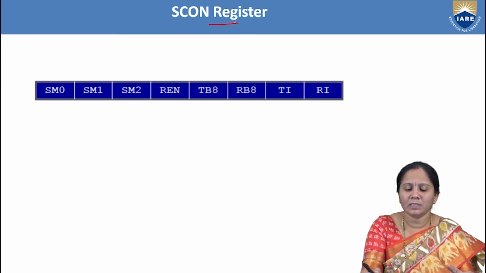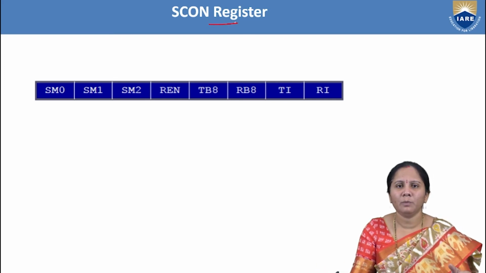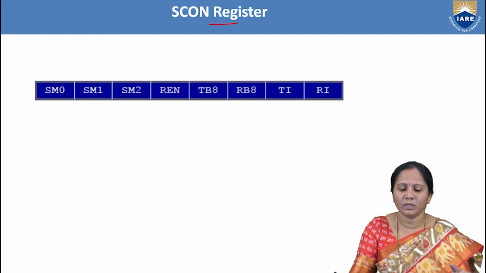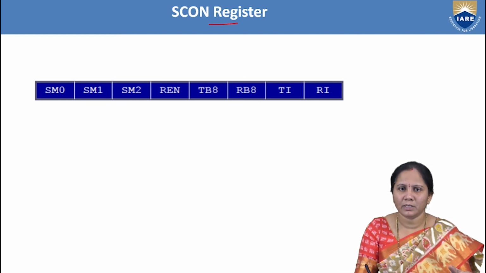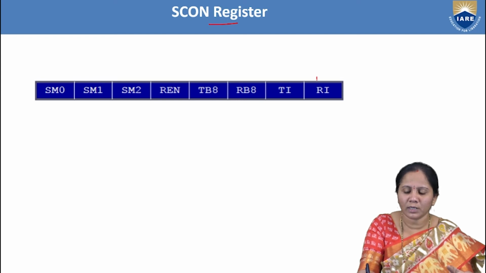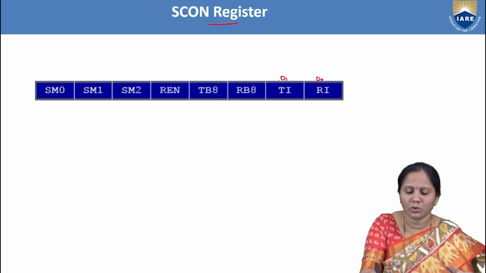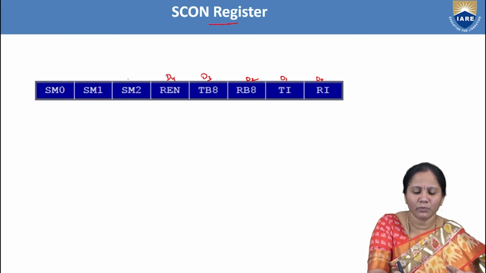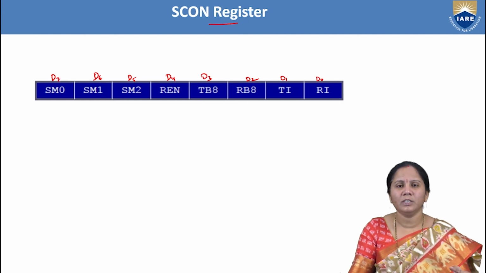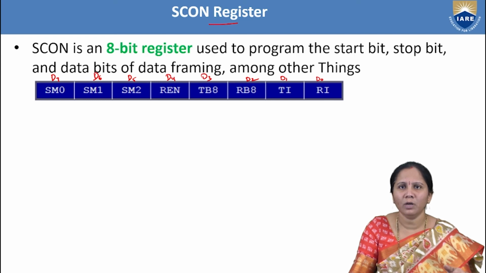Now coming to another register available in serial port operation, the SCON register. This SCON register is an 8-bit register. All of these are the 8 bits, D0, D1, D2, D3, D4, D5, D6 and D7, that are present in the SCON register.